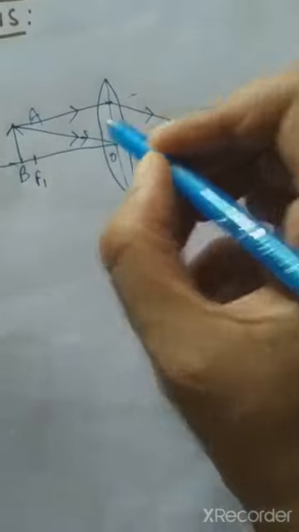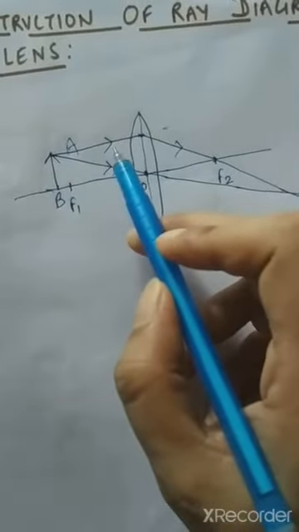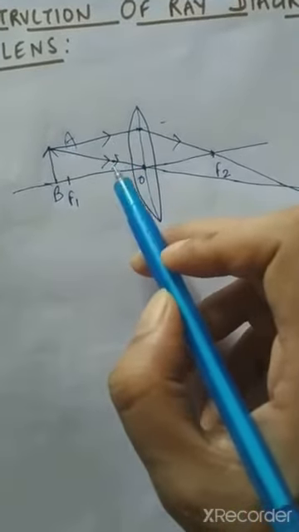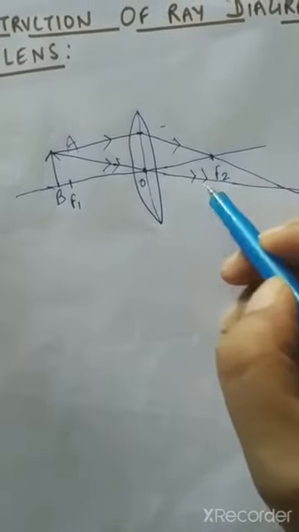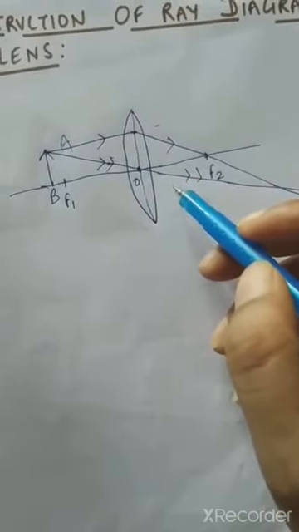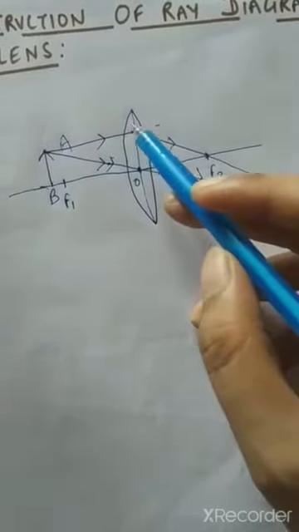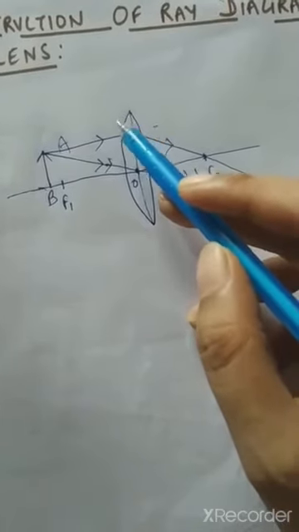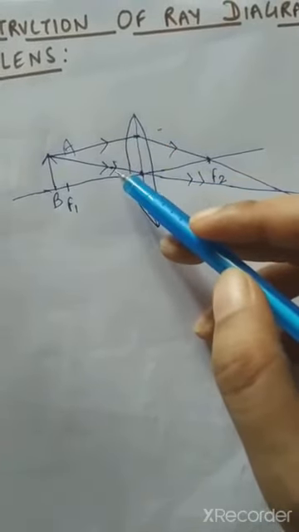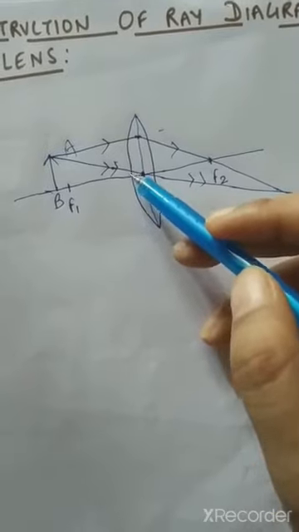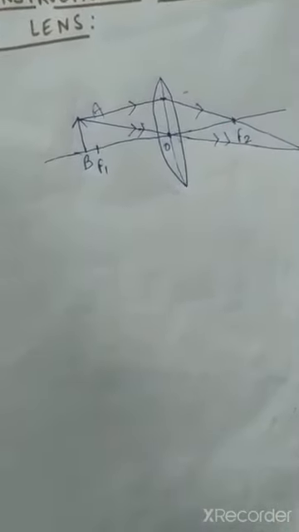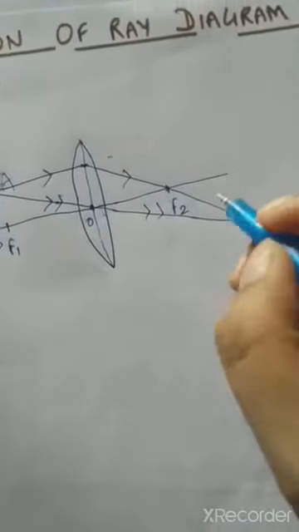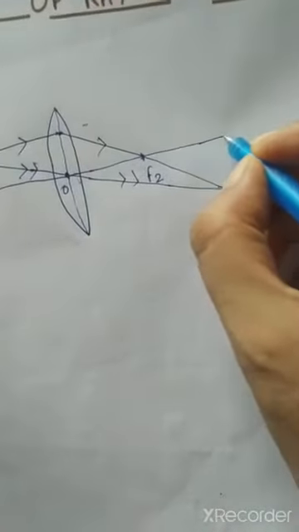And also one more thing, the first ray of light you represent by one arrow, the second ray of light you represent by two arrows. So arrows are very important. If you do not put the arrows, then your marks will be deducted. So keep in mind, for the first ray of light use one arrow, and for the second ray of light use two arrows. Clear?